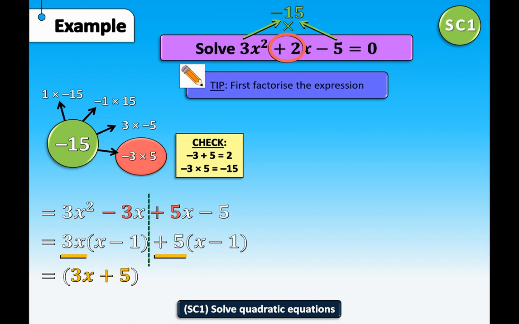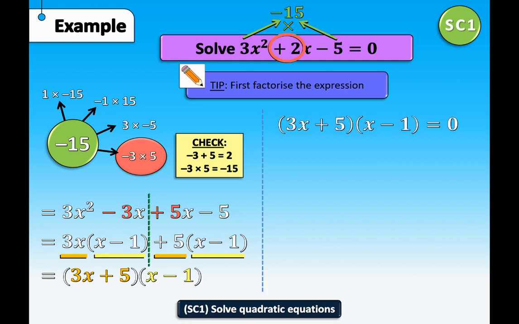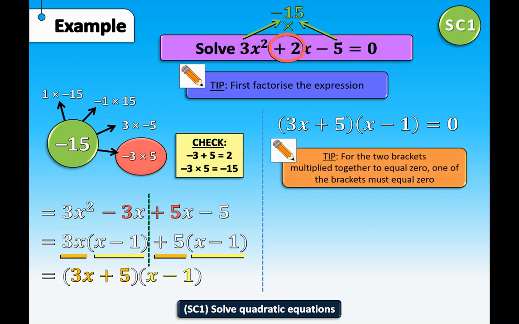So that means our first bracket is 3x plus 5, and our second bracket is x minus 1. So now we've factorised the expression into two brackets, and now we can solve the equation. Again, make each bracket equal to 0.